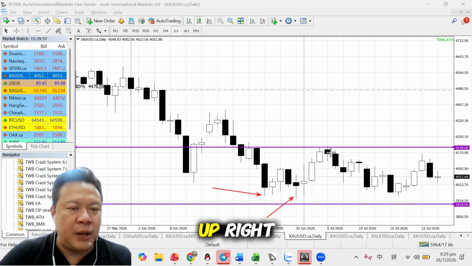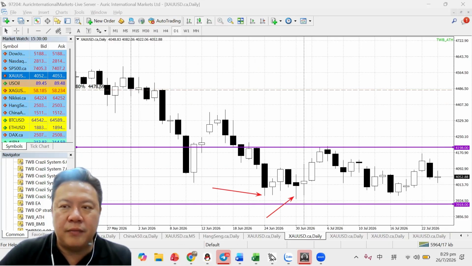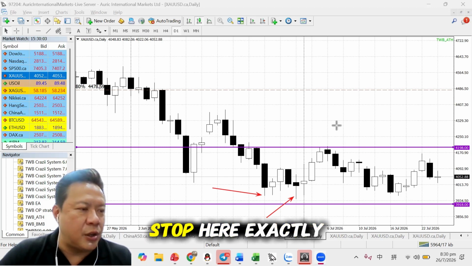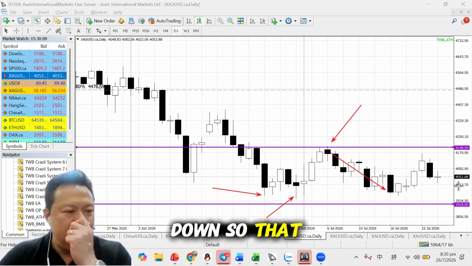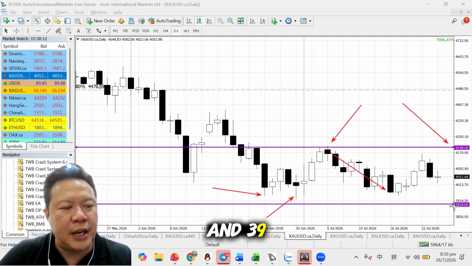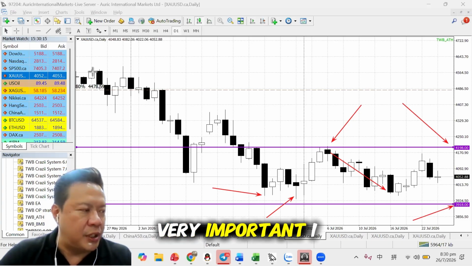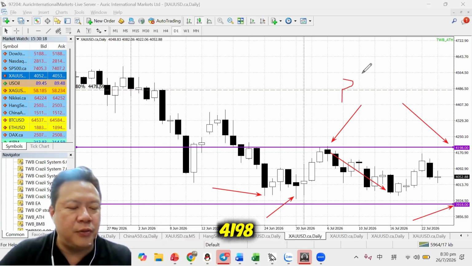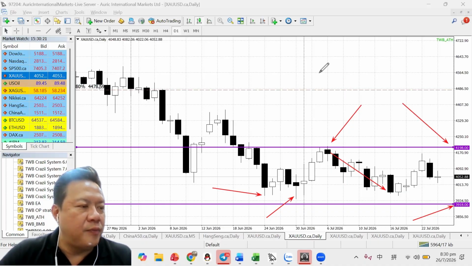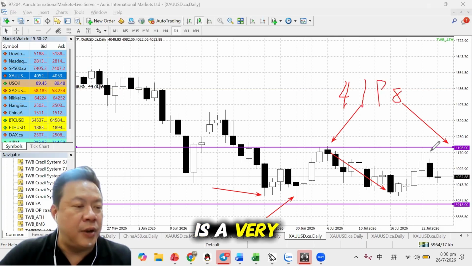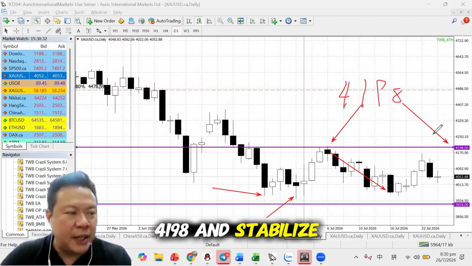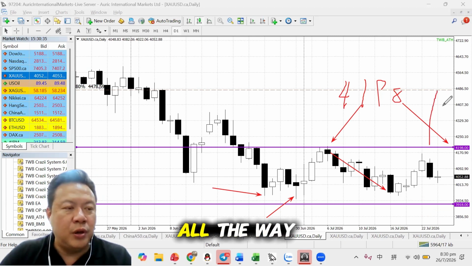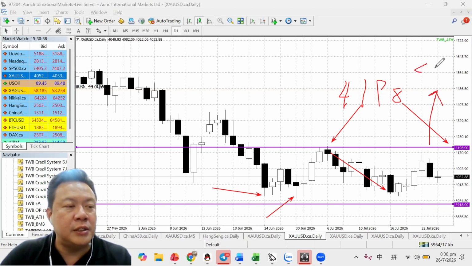But when it went up, do you notice this? The market actually stopped exactly at 4198 before pulling back down. So that means 4198 and 3918 are very important. I repeat, for gold, 4198 is a very important number. If gold can break above 4198 and stabilize, there's a very high chance gold will go all the way back to 4486.